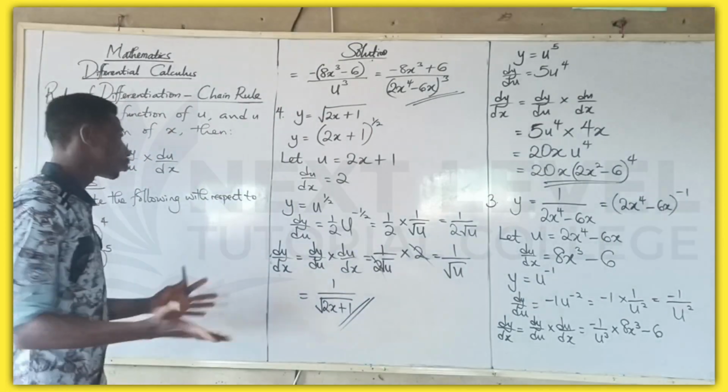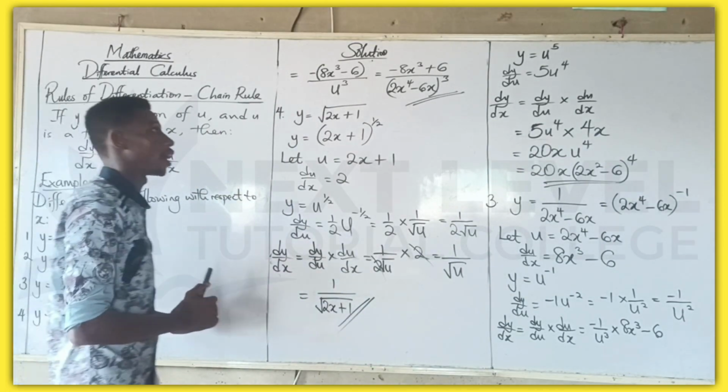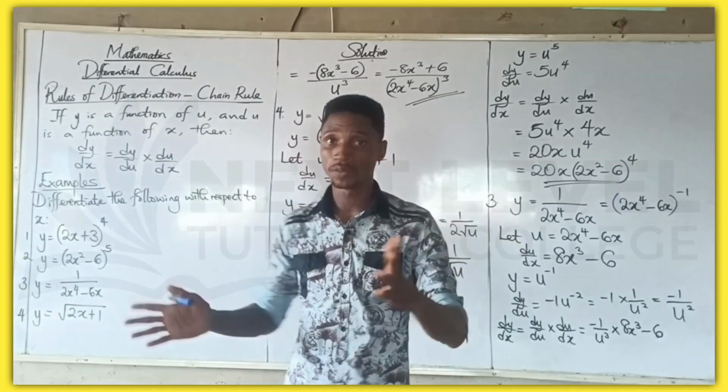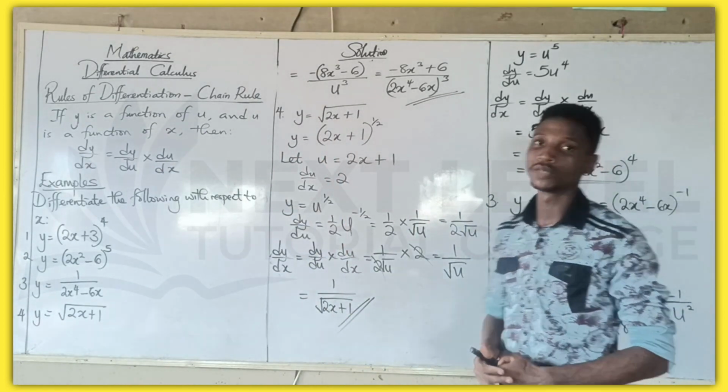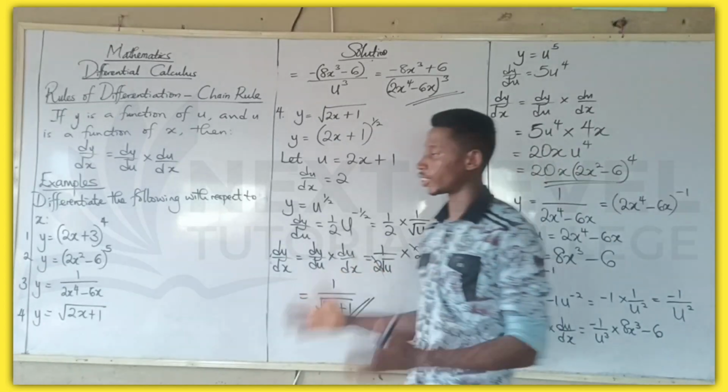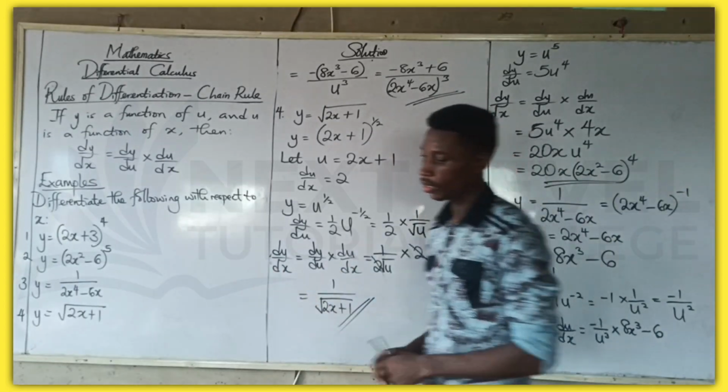Okay. So those are the examples that we have to explain chain rule. By now you should have seen that chain rule is very simple already. So if you have had problems with it before, I hope this video has explained it better for you.